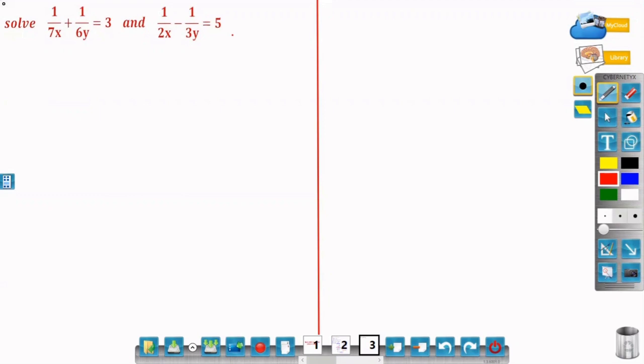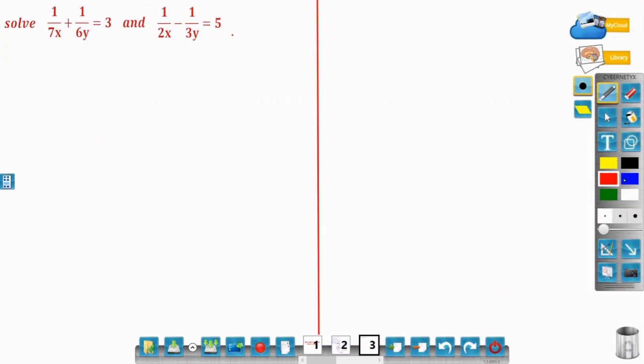Now solve 1 by 7x plus 1 by 6y is equal to 3 and 1 by 2x minus 1 by 3y is equal to 5. Here we cannot take 1 by 7x as p because in the second equation we don't have 1 by 7x, we have 1 by 2x. In the same way we cannot take 1 by 6y as q because in the second equation we are having 1 by 3y.